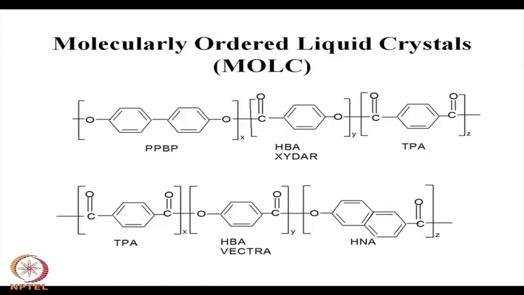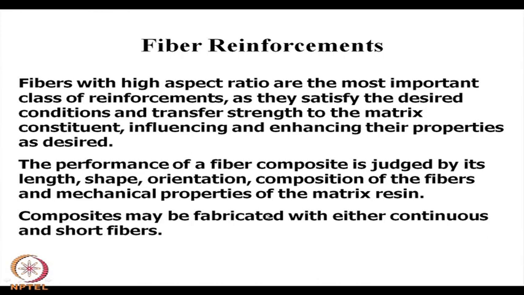Now, let us look into, till now we have discussed at length the different types of matrix resins, polymers as the matrix continuous phase for making composites in both the thermoset and thermoplastic category. That is one component of the composite, and the other component of the composite is fiber, which is most important.